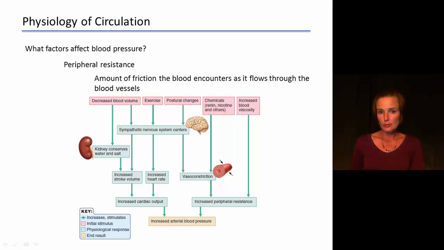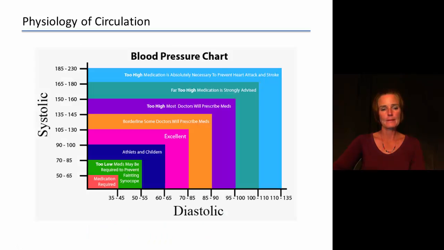So we could have decreased blood volume. Exercise can have an impact. Changes in your posture. We could also have different chemicals, drugs, increases in blood viscosity. All of these are things that can ultimately alter the blood pressure that we have, and this might cause increases in arterial blood pressure.